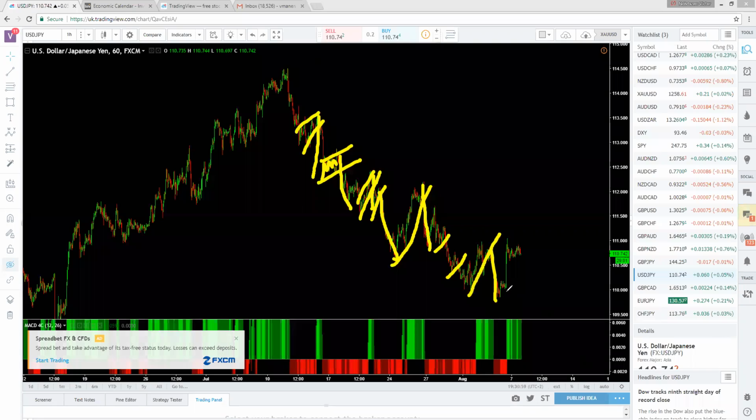Here now it's making a deeper one, which I think may go a bit higher. So here it made an impulse. It is making this correction.